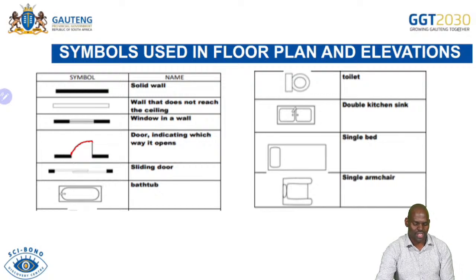We've got again a symbol for a bathtub. We've got a symbol for a toilet. We've got a symbol for a kitchen sink. We've got a symbol for a single bed. And then we also have a symbol for a single armchair. Now, these are some of the symbols that would be indicated on a floor plan.